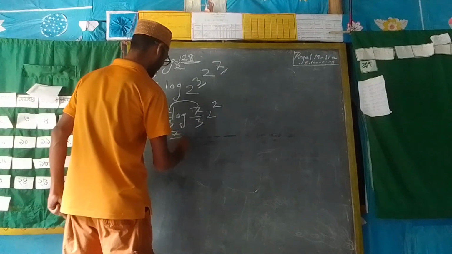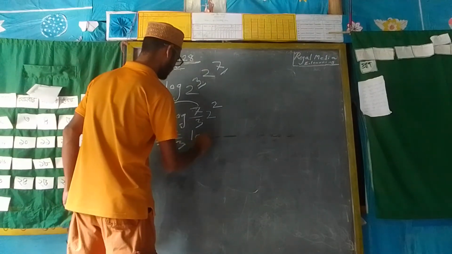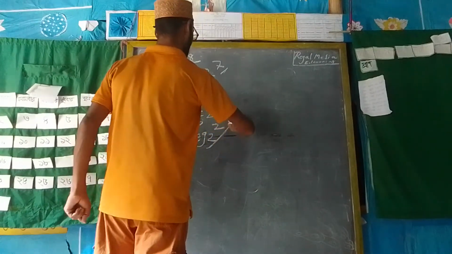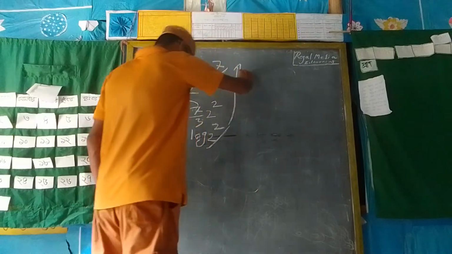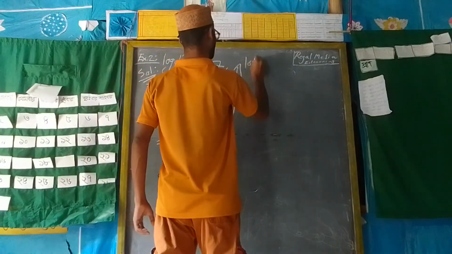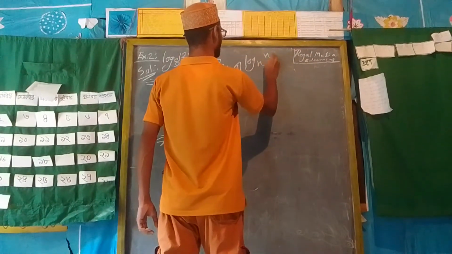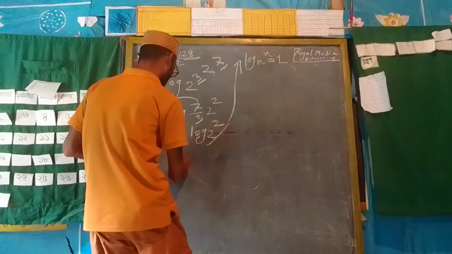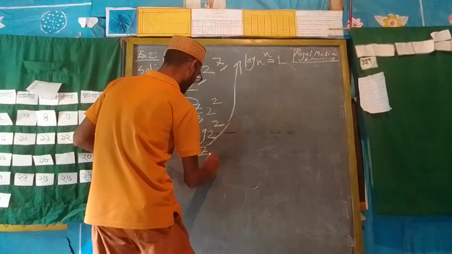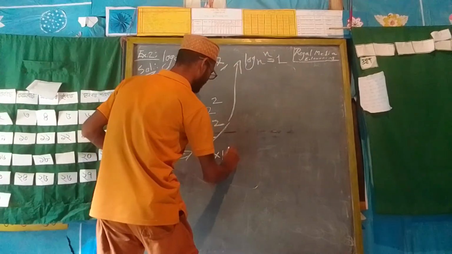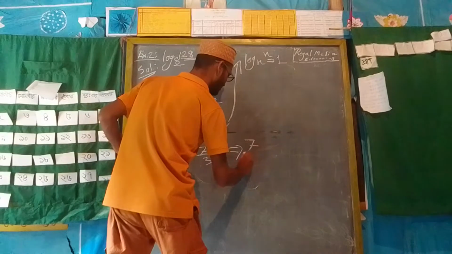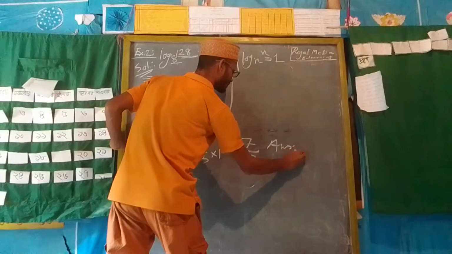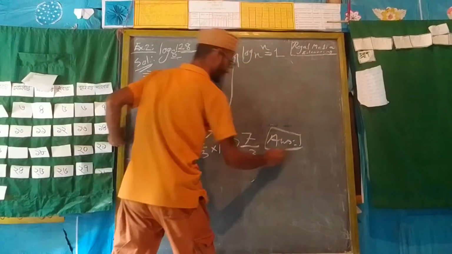That means 7 by 3 into log base 2 of 2. Here again this is similar to our formula, log base x of x. We know log base x power x equals 1. That means 7 by 3 into 1 equals 7 by 3. Here is our answer for question number 2. The answer is 7 by 3.